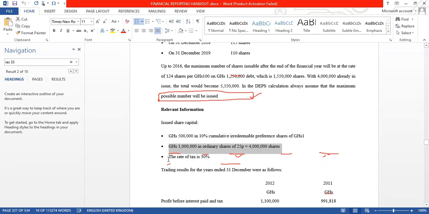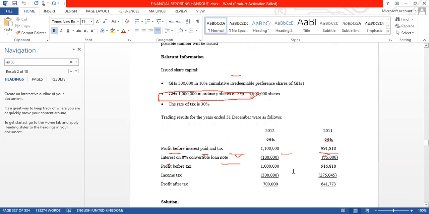You have your tax rate also here. So what you see is what has been done for you. If you have 1 million ordinary shares at 25 pesos, here what you see is this 4 million. That is the 4 million that you have, because you need to divide 1 million over 0.25 to get your total.